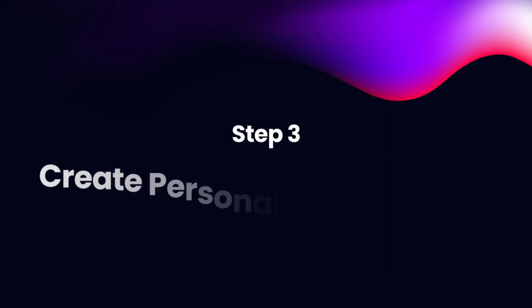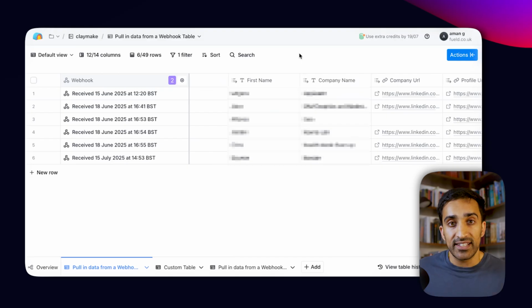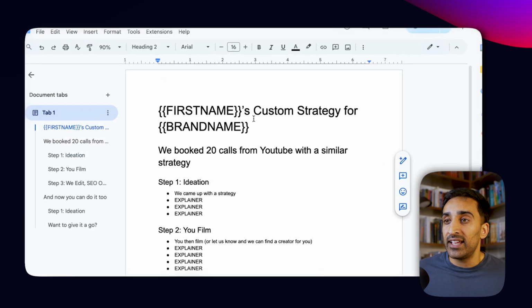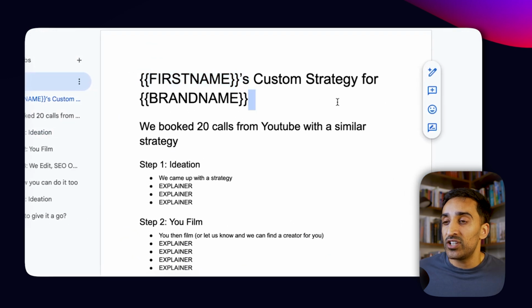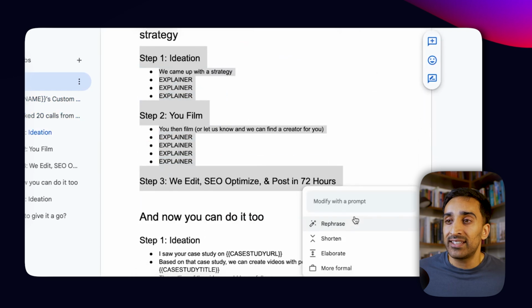So the next step is to create all the personalized variables I want for my personalized lead magnet. And so I need to create what this personalized lead magnet will look like. This is one I've created already, and it's basically saying, this is first name's custom strategy for brand name. This might be, hey, this is Martin's custom strategy for SEMrush. And I say, we booked 20 calls from YouTube with a similar strategy. And I go through some text about what we do.